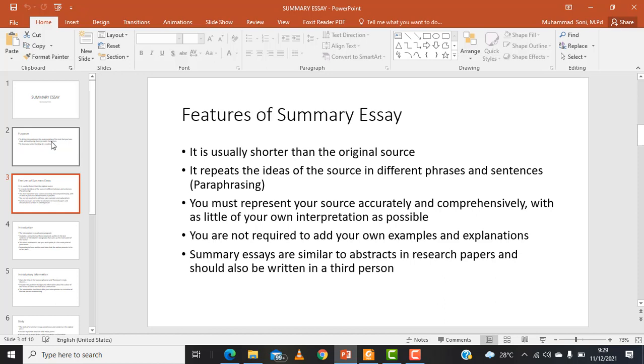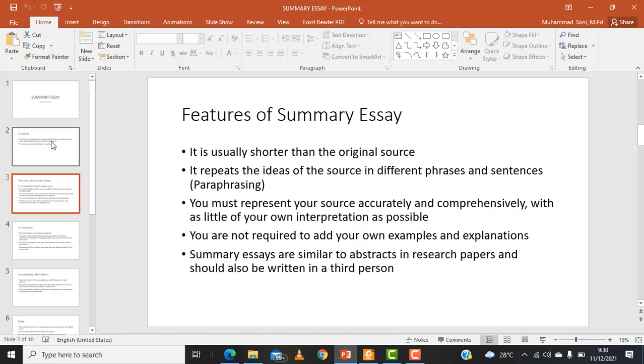Now we go to the features of the summary essay. As I told you in the first slide, the summary essay is usually shorter than the original source. Supposing that you read a scientific article of 16 pages, in the summary essay maybe you can write it in one or two pages. I think that's enough. And it repeats the ideas of the source in different phrases and sentences.